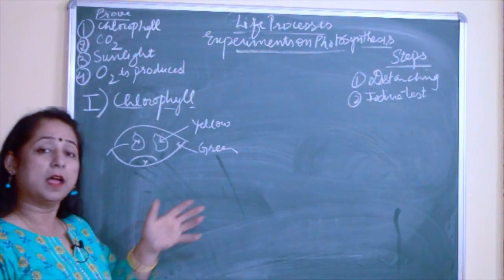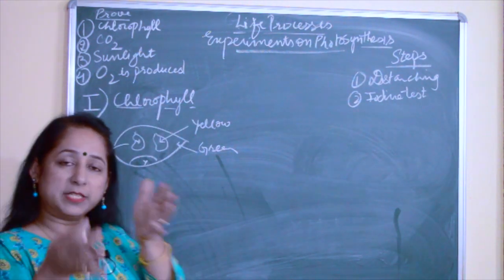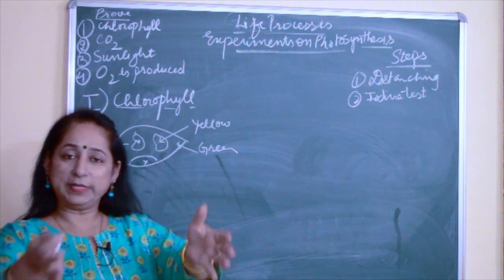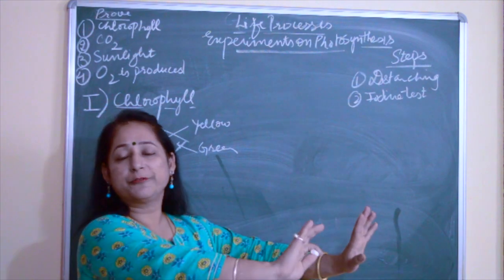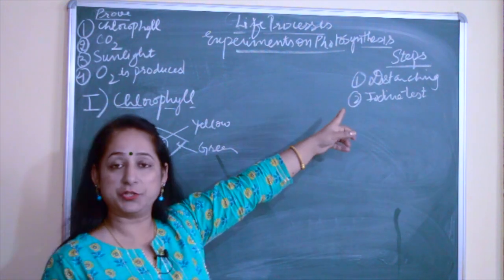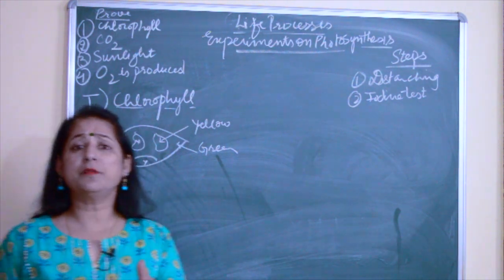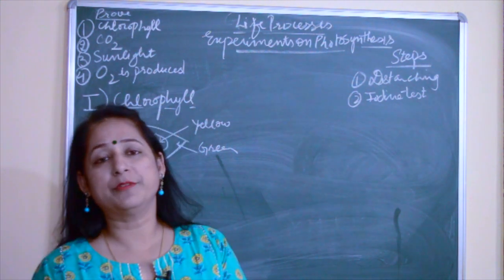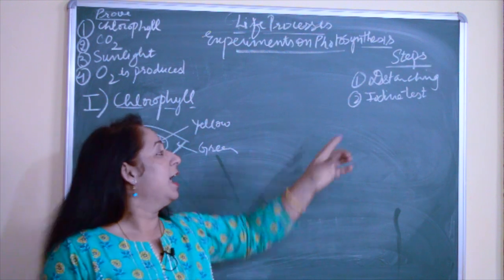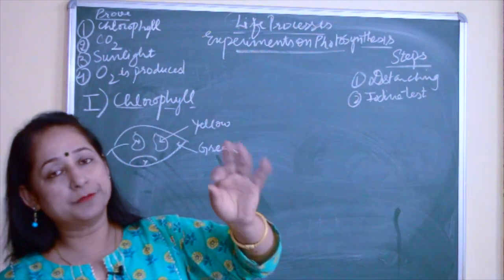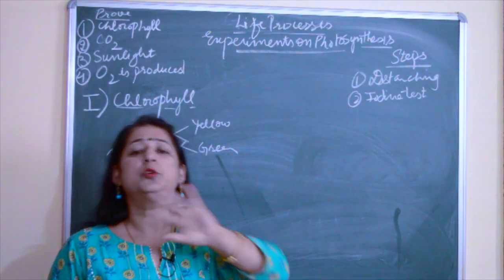So we have to select a potted plant, a plant which is there in pot and has variegated leaves. Now what do we do? We take that plant, keep it in dark for 24 to 48 hours, destarch it. Now we take it out and keep it in sunlight for a while. When we keep it in sunlight for a while, after that we pluck one leaf and perform iodine test. How do we perform iodine test? We'll boil it in water first, then boil it in alcohol and then put iodine over it.